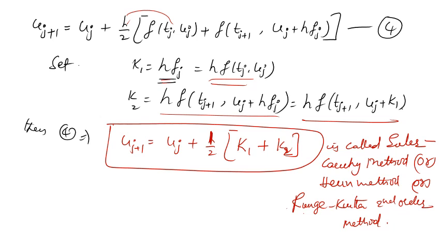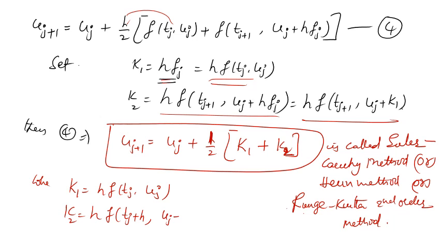Okay, remember this formula: u_{j+1} = u_j + 1/2 (k1 + k2), where k1 is h into f(t_j, u_j), simple logic, and k2 is h into f(t_j + h, u_j + k1). That's it. This is the main formula, where k1 and k2 are given by these two expressions.